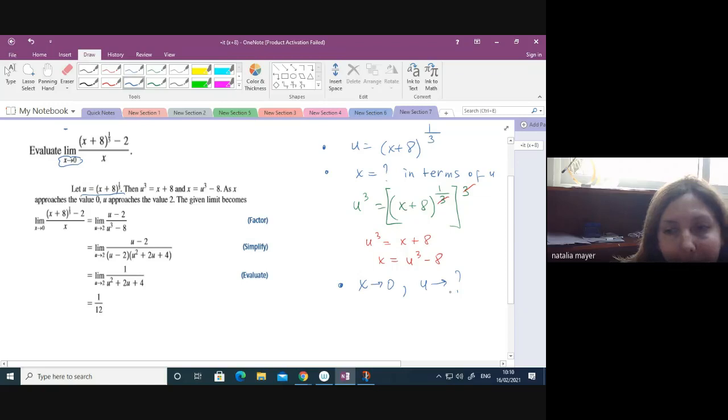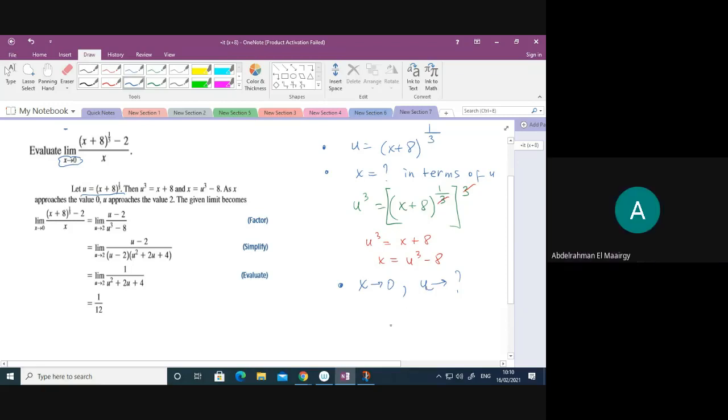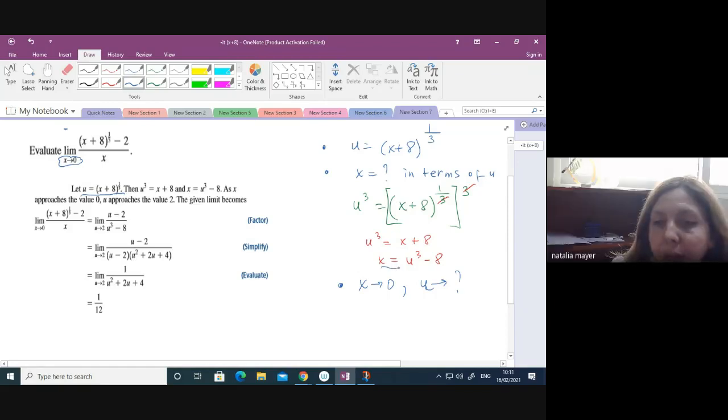And the y answer, or u? U is going to approach 2. I mean u. Yeah. We're going to put in x with 0, and then we're going to solve. It's going to be the cubic root of 8, which is 2. Yeah, so the answer is here, right?